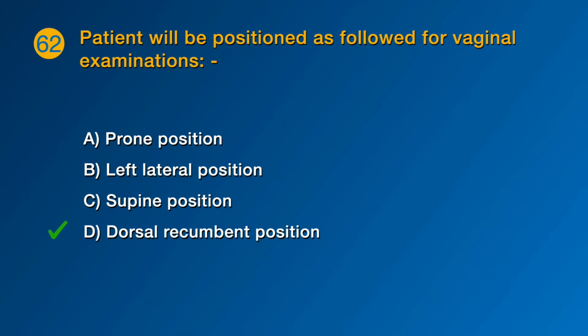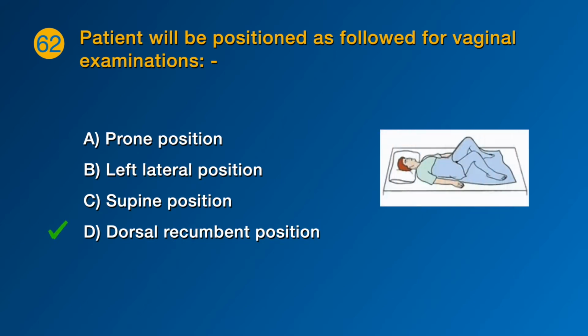So answer is D, dorsal recumbent position, because dorsal recumbent position gives proper view of vagina.